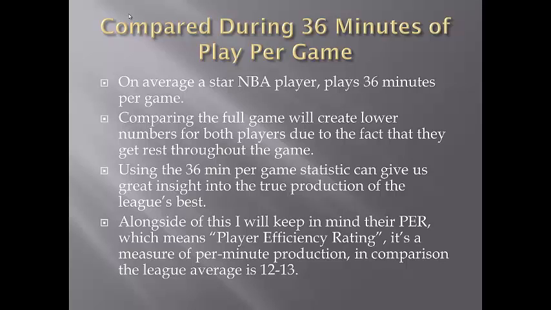For this presentation, I'll be comparing the 36 minutes of play per game. The reason being is that on average, a star NBA player plays 36 minutes per game. Comparing the full game will create lower numbers for both players due to the fact that they get rest throughout the game. Using the 36 minutes per game statistics can give us a great insight into the true production of the league's best. Alongside this, I'll keep in mind the PER, which means player efficiency rating. It's a measure of per minute production in comparison to the league average, which is around 12 to 13 depending on what year it is, but that's about up to date in 2013.